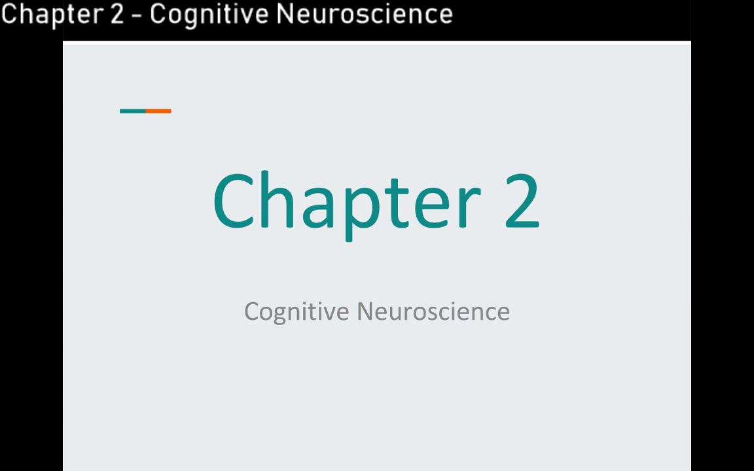So as we talked about really briefly in chapter 1, I talked some about the biological underpinnings of cognition. And what chapter 2 focuses on is the research that's being done regarding these biological components to cognition. So this area of study is called cognitive neuroscience.